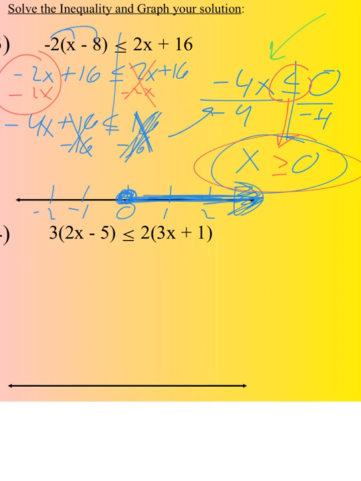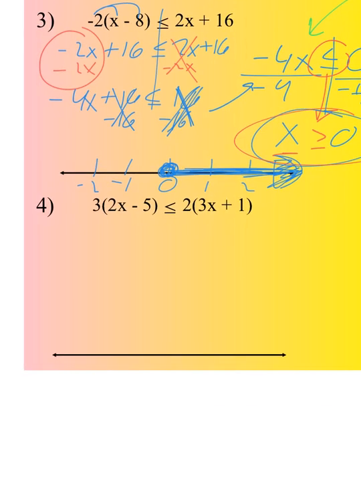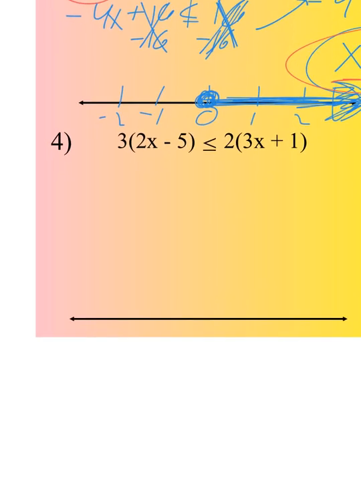Some people just see 0, and they think it's going to be a weird case or a special case, but nope. I've still got a variable in the problem. I can have x is greater than or equal to 0 for a solution. Okay? All right, let's try this last one here and see what we get.